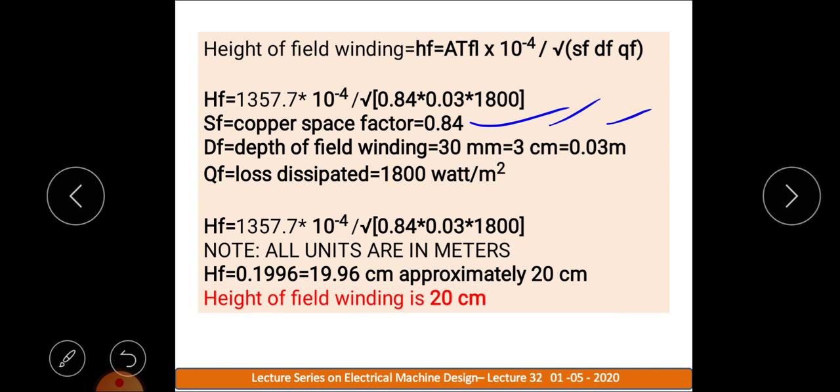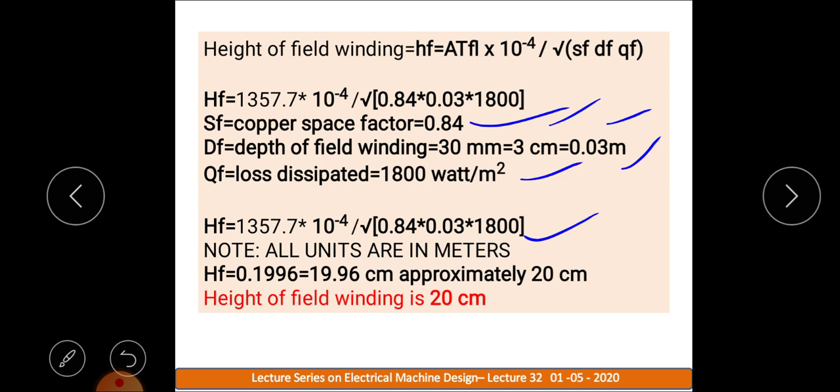So the losses are given as 1800 watt per meter square. Since the QF is in watt per meter square, we can take the depth of field winding in meters, and the copper space factor is given as 0.84. Note that all units should be the same, so here we have taken all in meters.